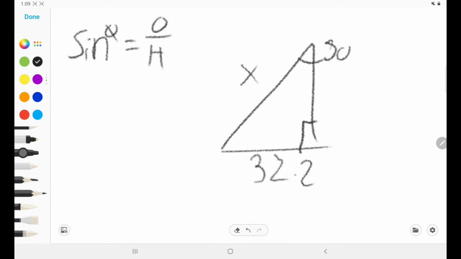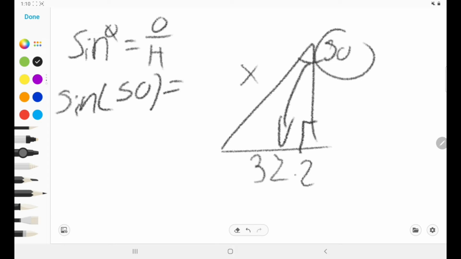In our first example, we solved for the opposite. But in this one, we're gonna be solving for the hypotenuse. So we're just gonna input it the same exact way we did the last time. So what is the opposite? The 32.2. And where's the hypotenuse? The x. So let's just plug this baby in. So sin of 50 is equal to the opposite, which is 32.2, and it's over the x.